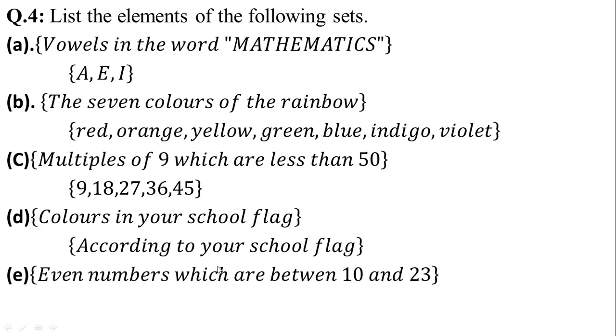In part e, even numbers which are between 10 and 23. So we write the even numbers between 10 and 23. We have 12, 14, 16, 18, 20 and 22. Because we write the numbers between 10 and 23, 10 is not inclusive. We write after the 10, so we have 12, 14, 16, 18, 20 and 22.